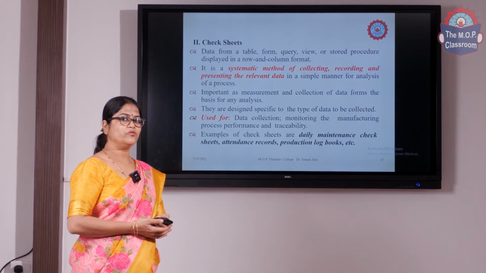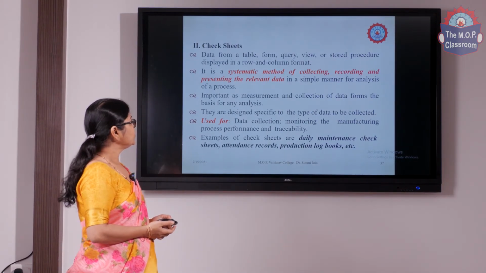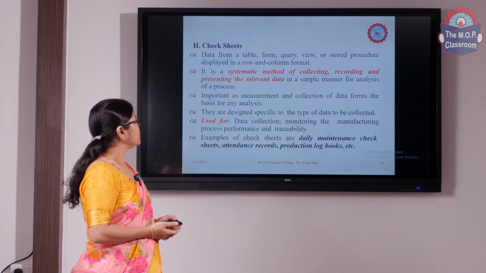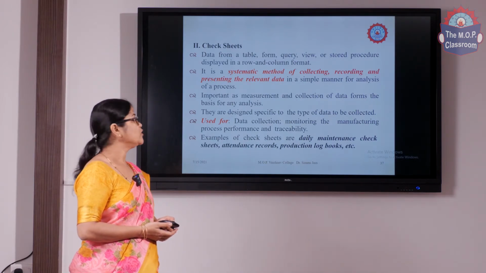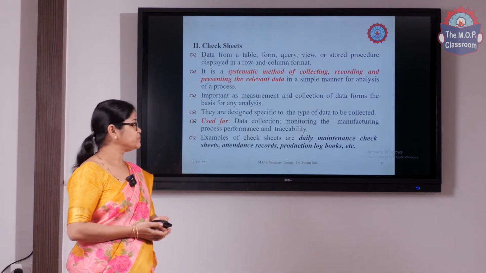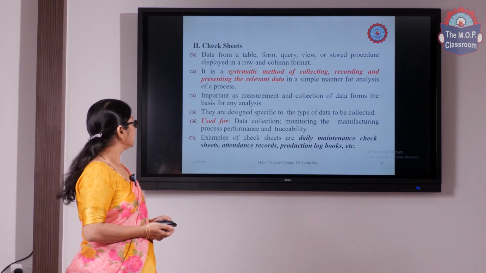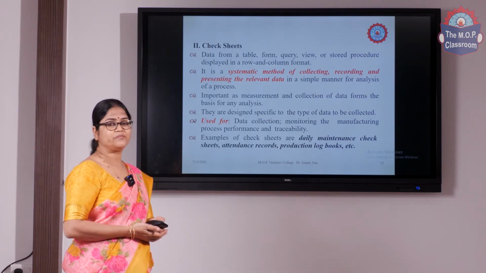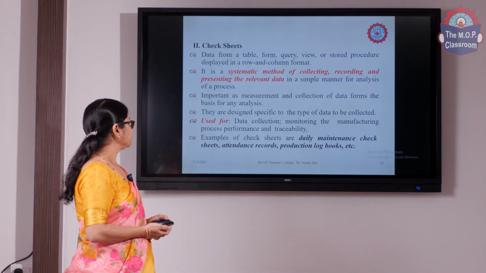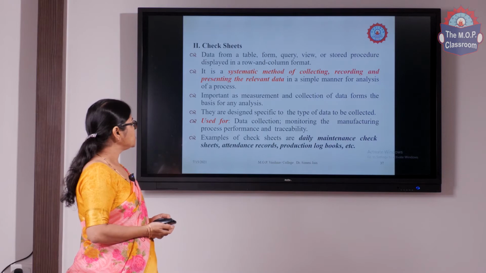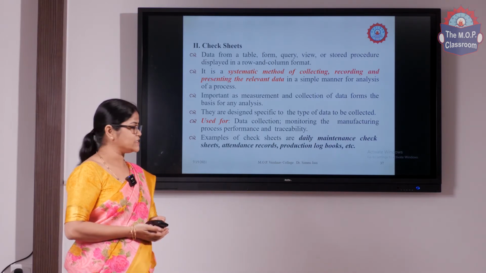Coming to the next tool for quality is the check sheet. These are data from a table, form, query, view or stored procedure displayed in a row or a column format. It is a systematic method of collecting, recording and presenting the relevant data in a simple manner for analysis of a process. It is important as measurement and collection of data forms the basis of any analysis.